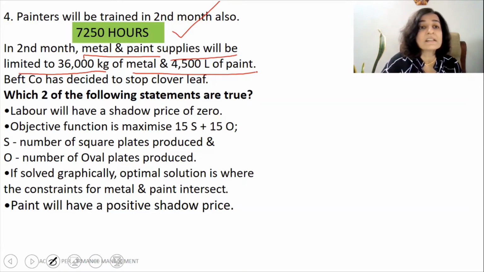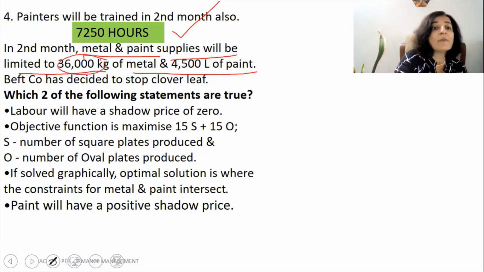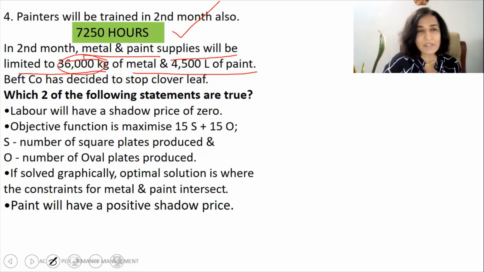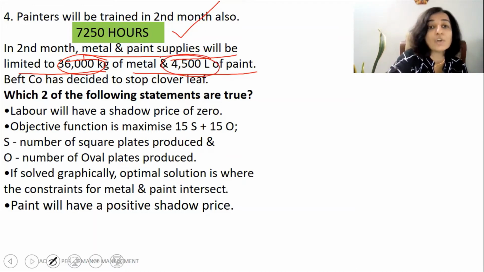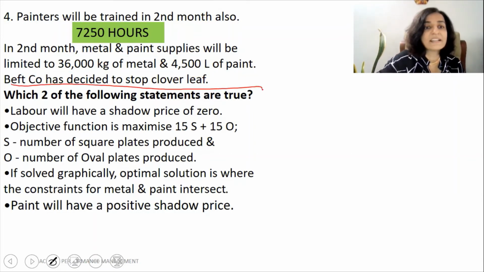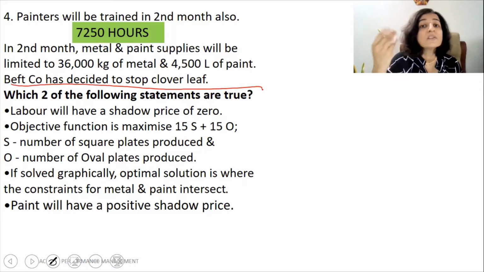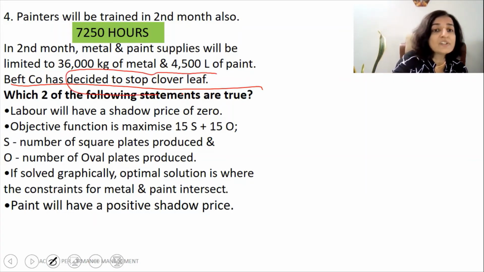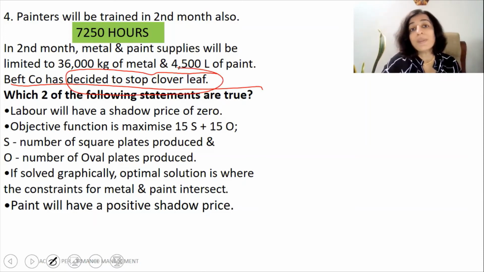What are the limiting factors? The material that is required for metal is restricted to 36,000 kg, and the material that is required for paint is restricted to 4,500 liters. So totally 3 limiting factors. BEFT company has decided to stop cloverleaf. So earlier we had got 3 products. What was the 3? One was square, second one was oval, and the third one was cloverleaf. So they have decided to stop cloverleaf. So we are left with just 2 products, that is square and oval.